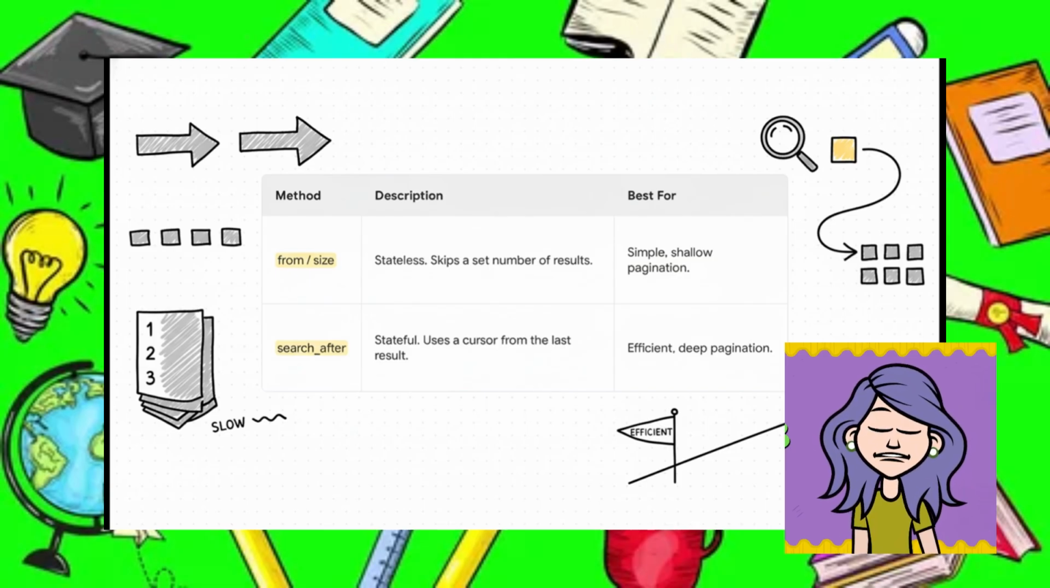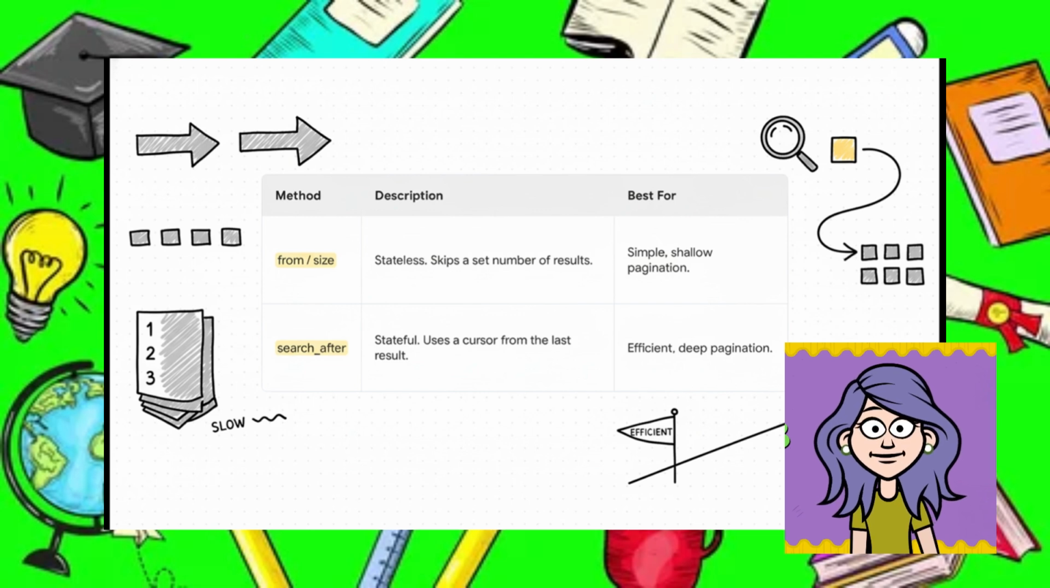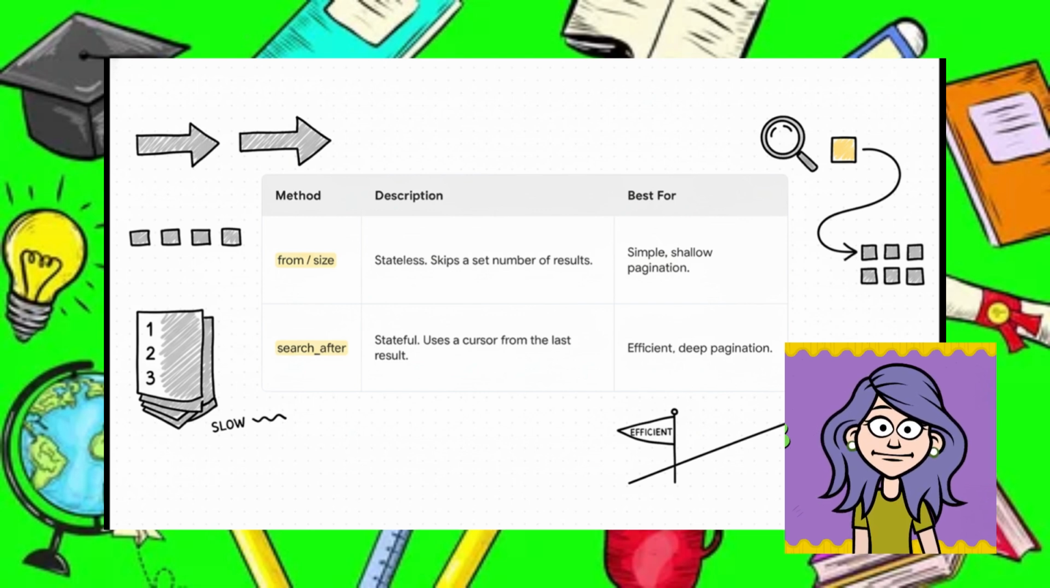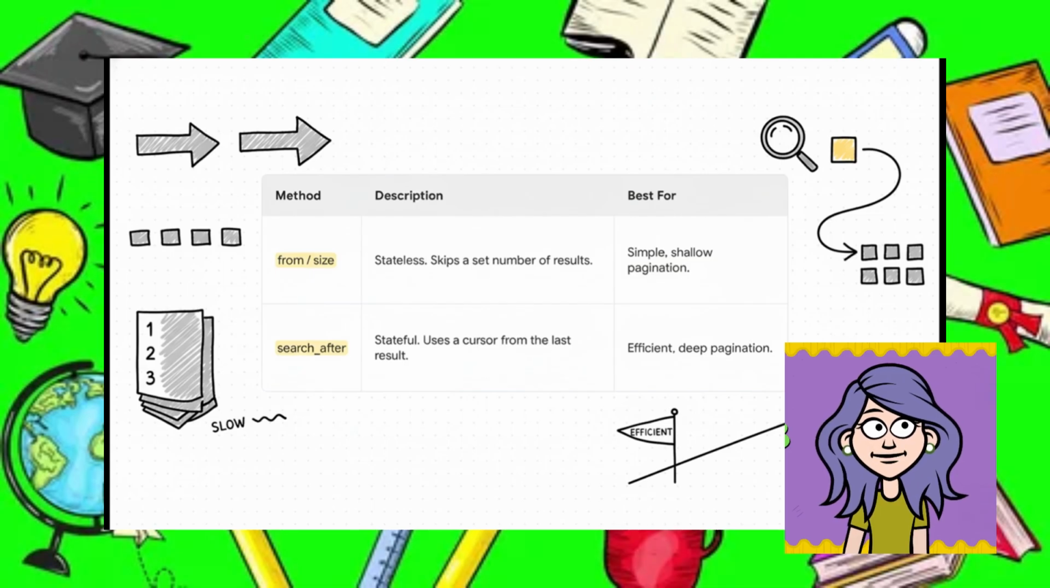The second method, search after, is way smarter. It uses the last result you saw as a kind of bookmark. It's basically saying, give me the next 10 results after this specific one. This is way more efficient if you're browsing deep into the results.